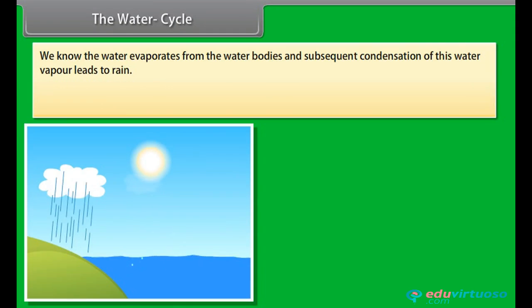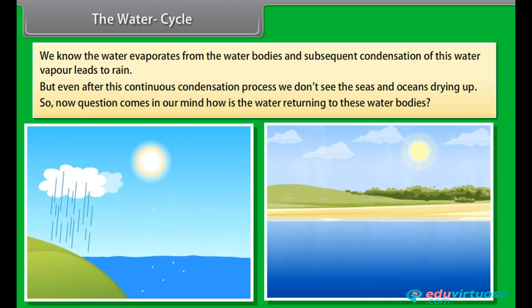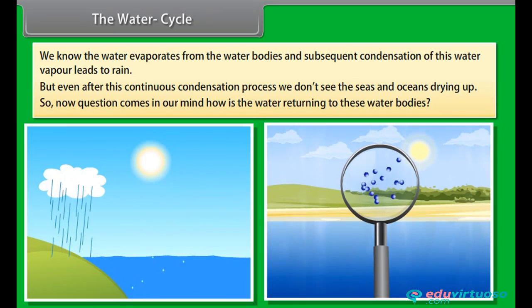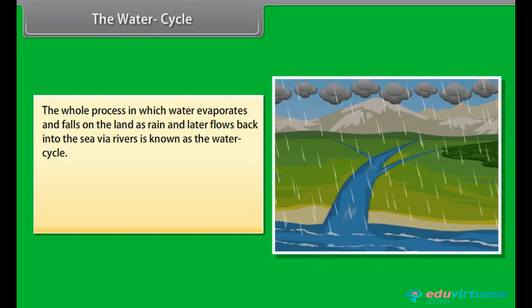The water cycle. We know the water evaporates from the water bodies, and subsequent condensation of this water vapor leads to rain. But even after this continuous condensation process, we don't see the seas and oceans dry up. So, now the question comes to our mind, how is the water returning to these water bodies? The answer to the above question is that the whole process in which water evaporates and falls on the land as rain and later flows back into the sea via rivers is known as the water cycle.